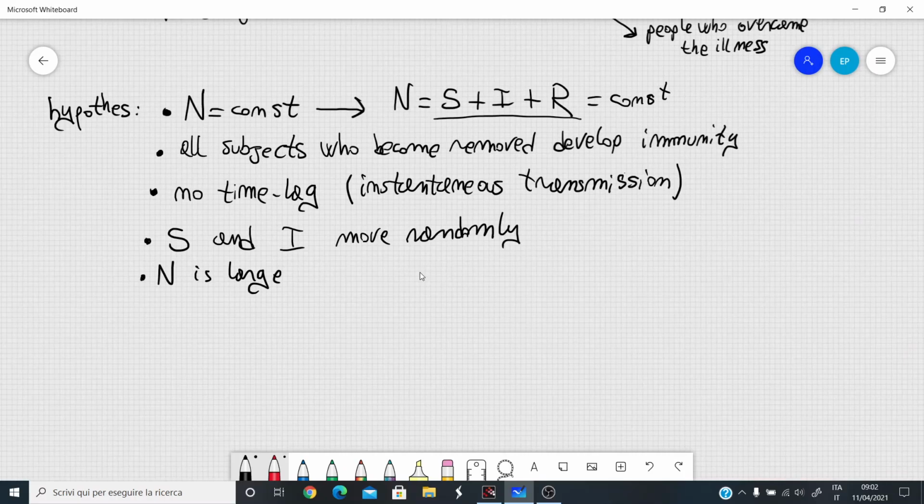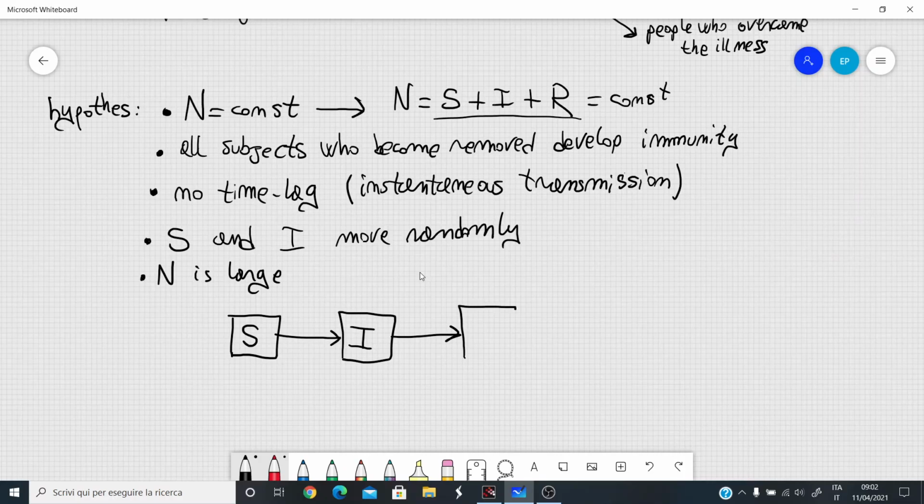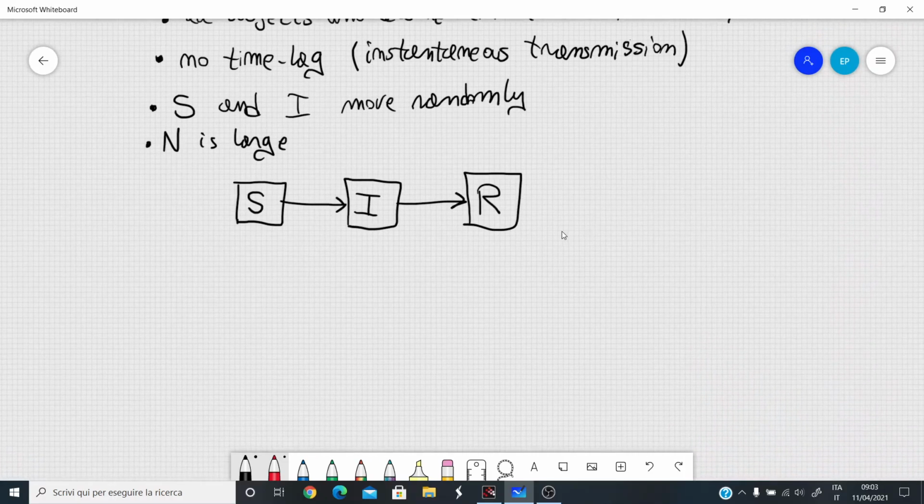So the cycle is something like this. We have susceptible subjects that can become infectious people, and then the infectious will become, at some point, removed people. And once you become removed, you don't go back to being susceptible. You just remain removed, and therefore you will not become ill again. This is a hypothesis, but the model can be adjusted in such a way that, for example, removed subjects can become susceptible again. I'm not considering it here. What we have to do now is construct the equations of the model.